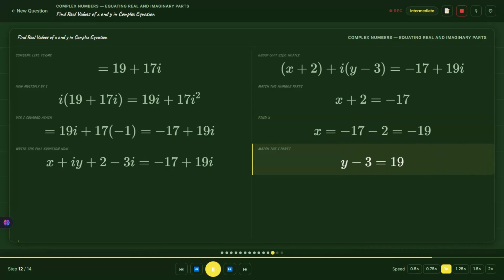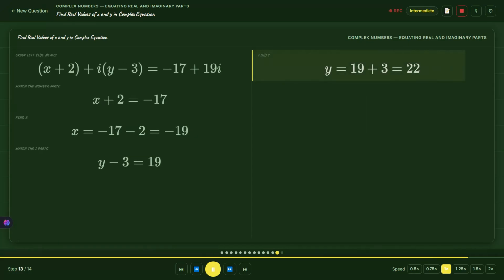Now let's do the same thing with the i parts. The i part on the left is y take away 3, and on the right it's 19. So y take away 3 equals 19. To find y, we add 3 to both sides. 19 plus 3 gives us 22. So y is 22.